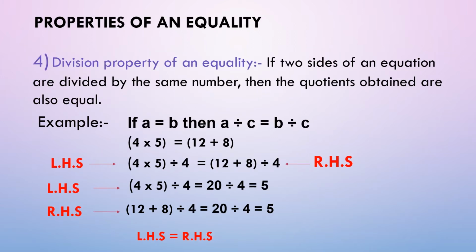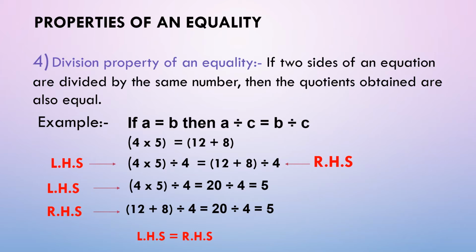Now the fourth property is the division property of equality. If two sides of the equation are divided by the same number, then the quotient obtained is also the same. For example, if A is equal to B, then A divided by C is equal to B divided by C. Now the example given is 4 into 5 is equal to 12 plus 8. Both the sides are divided with 4, LHS also and RHS also.